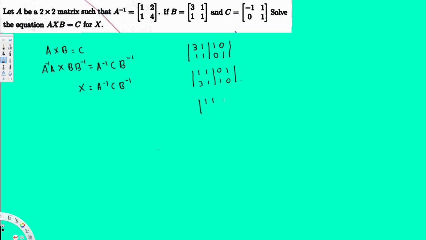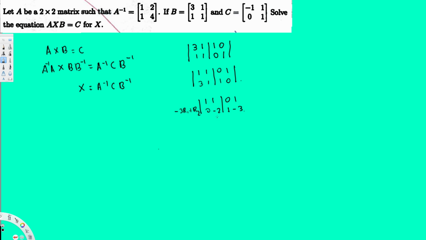So 1, 1, 0, 1, and if I multiply the first equation by -3, it's -3 R1 plus R2, which gives us 0 right here. Multiplying this one by -3 and adding it to this one gives -2, and 0 plus 1 is just 1, and -3 plus 0 is just -3.